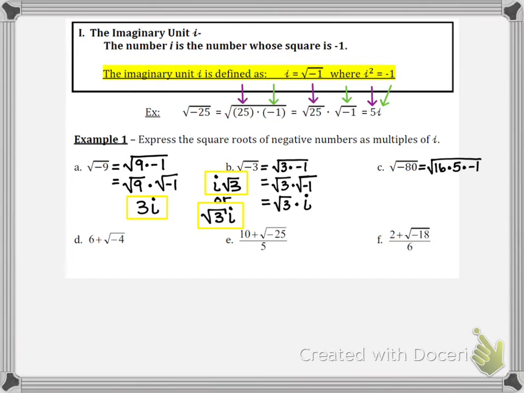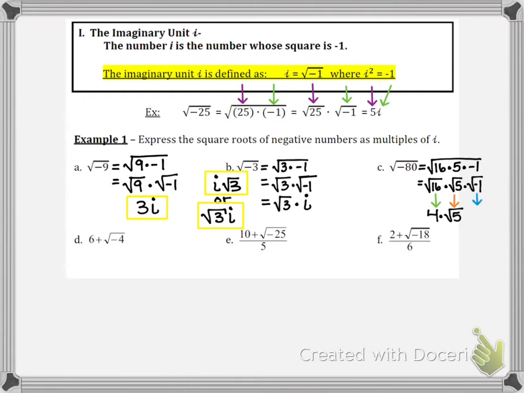So I've rewritten -80 as 16 times 5 times -1. Now, I chose to factor the number 80 as 16 times 5 because 16 is the largest perfect square that is a factor of 80. So that will allow me to simplify the square root even further. So the square root of 16 gives me 4.